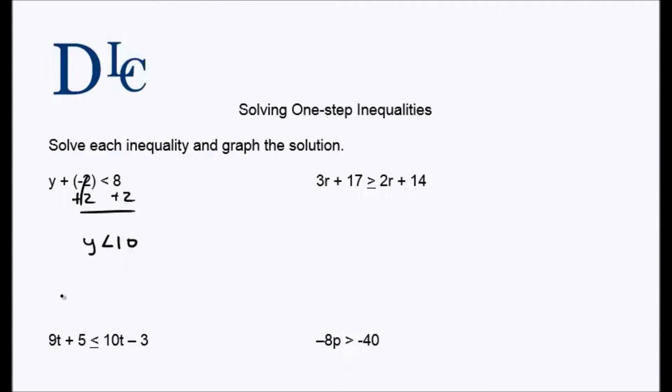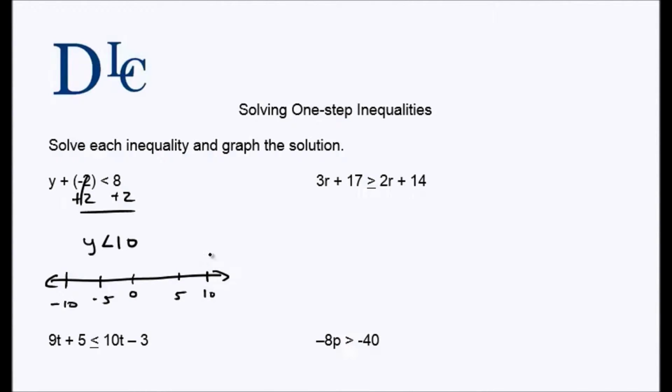So what does that mean? It means that all my solutions are every number less than 10. So if I have a number line, and this is only one dimension because I only have one variable, I have 0 here, and let's say we could say 5 and 10, negative 5 and negative 10, then it's going to be everything less than 10. So it's going to be everything on this side.